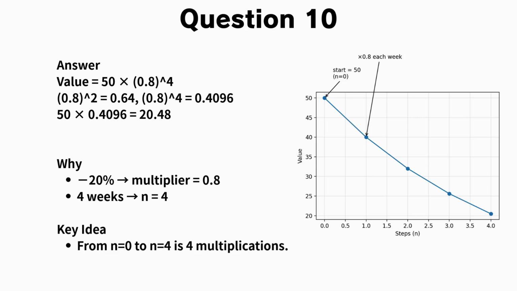SAT tip. When you see percent change each period, always convert it to a multiplier first. Decrease 20% becomes multiply by 0.8. Then make sure the exponent matches the number of periods. Here, 4 weeks means power 4.